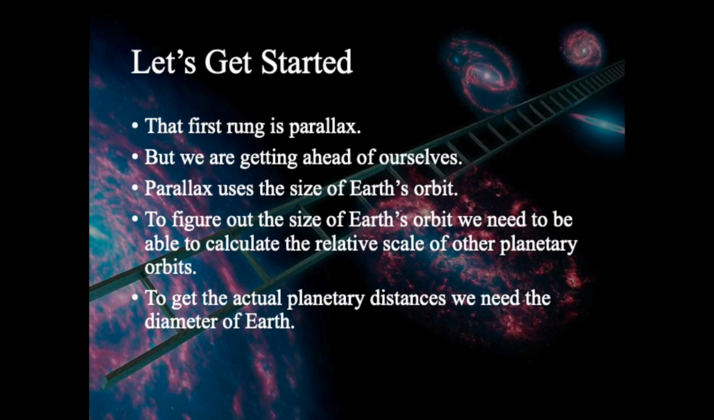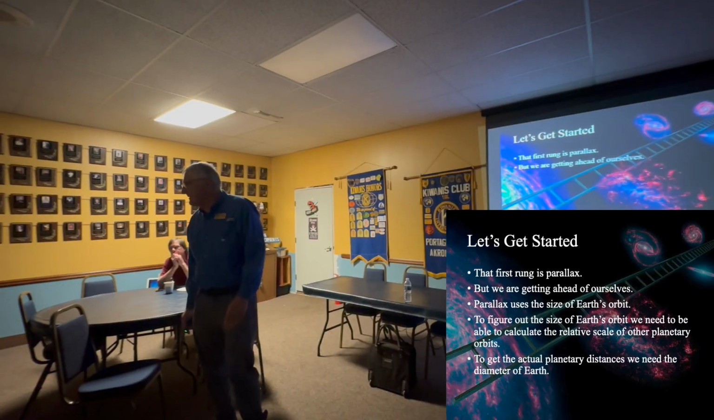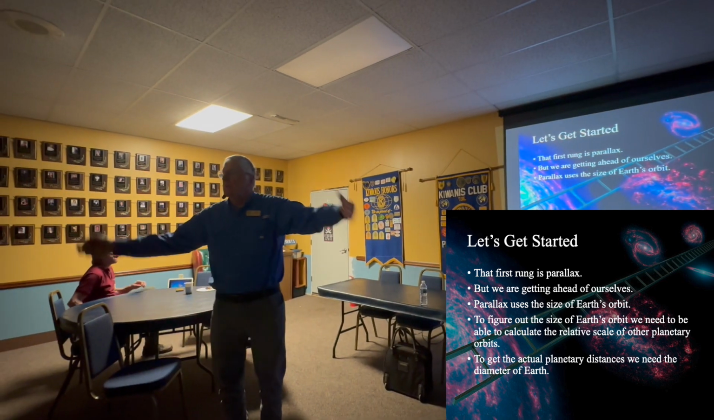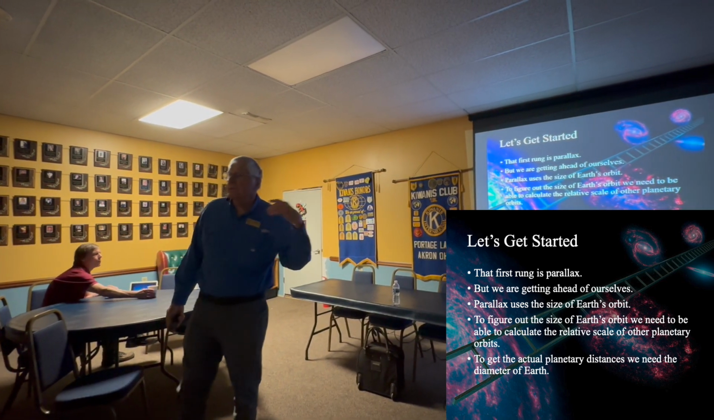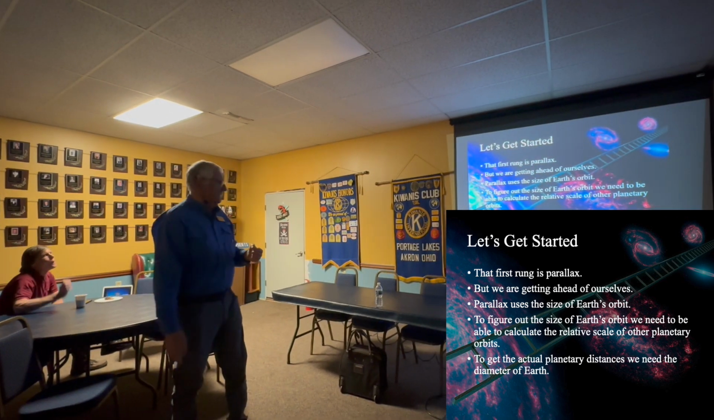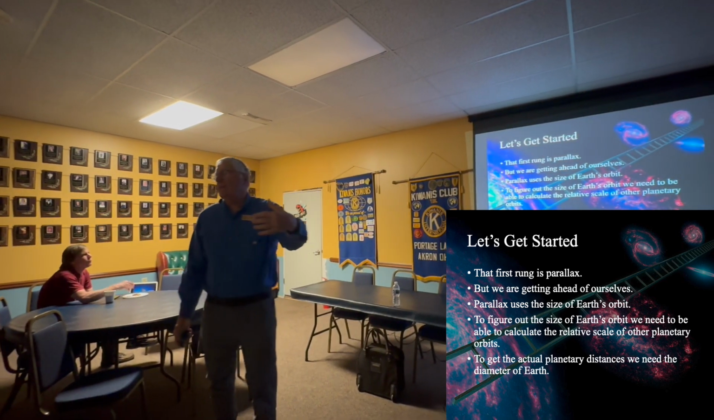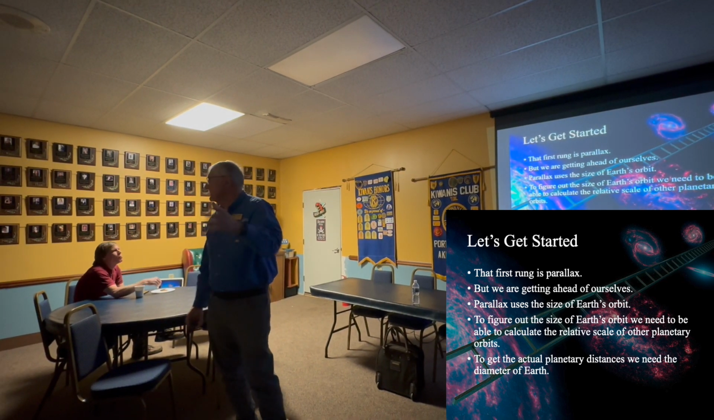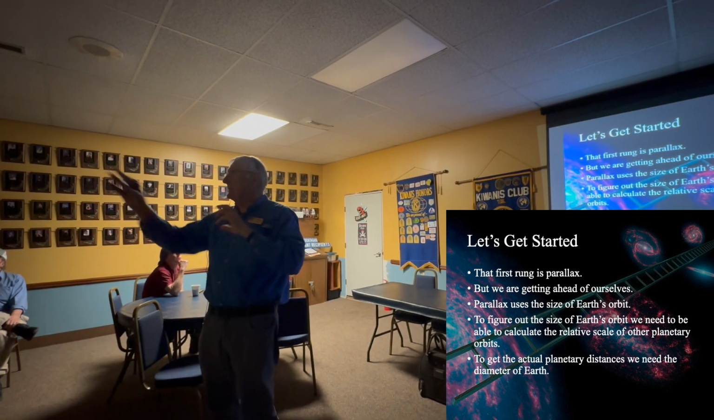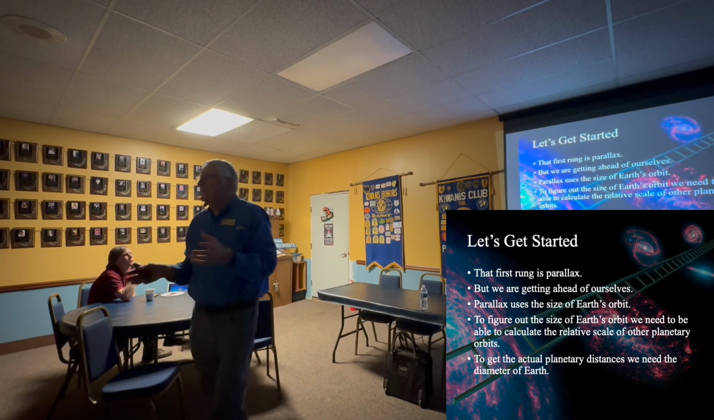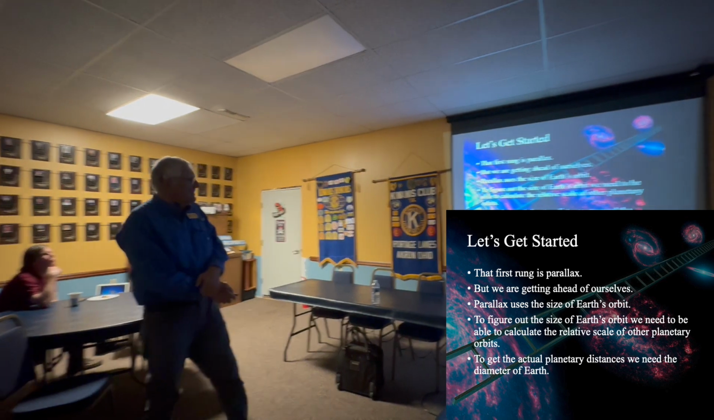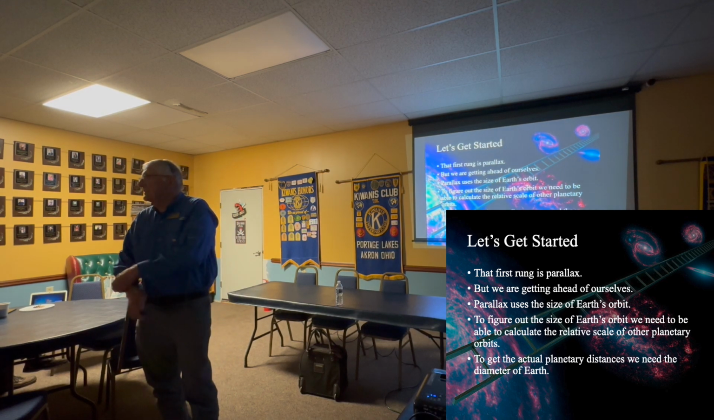So, the first rung on the ladder is parallax, but there's a lot of things we've got to do before we get there. Parallax uses the size of the Earth's orbit. To figure out the size of the Earth's orbit, we need to figure out the size of the Earth, so this is going to drill down a little bit. We also need to be able to calculate the relative distances to the other planets. In fact, Copernicus was the first one to do that. He didn't get absolute distances, but he got relative distances. Once we know that, then we can start working out the actual distance from the sun to the Earth, which is called an astronomical unit. In order to get the actual distances, we need the diameter of the Earth.